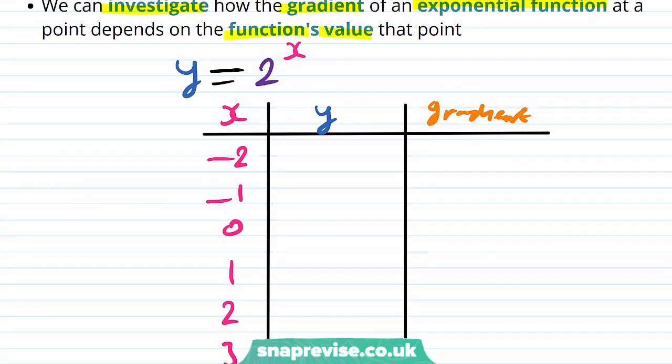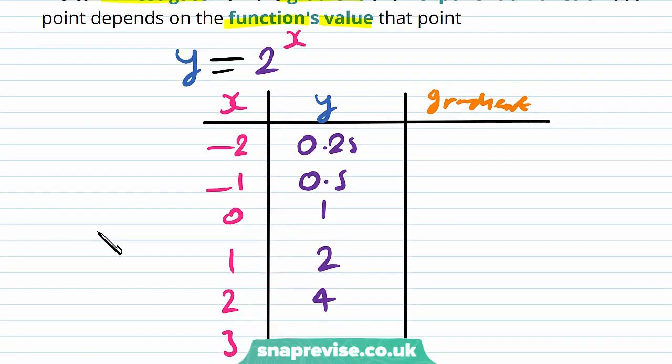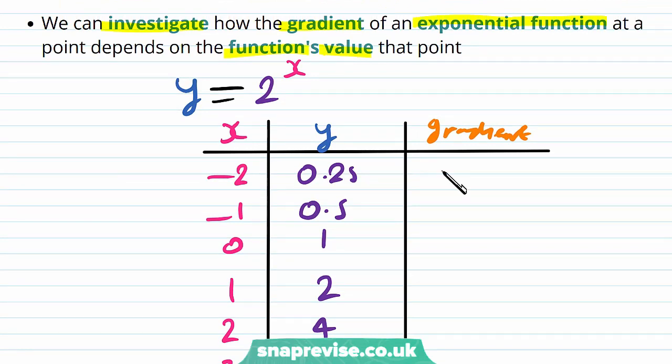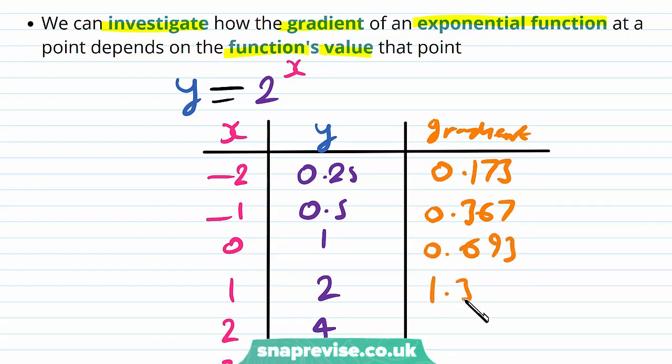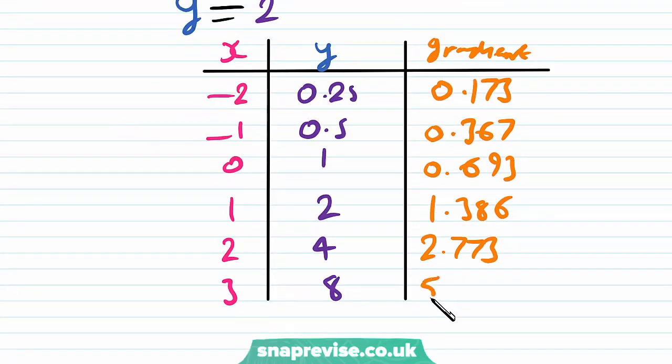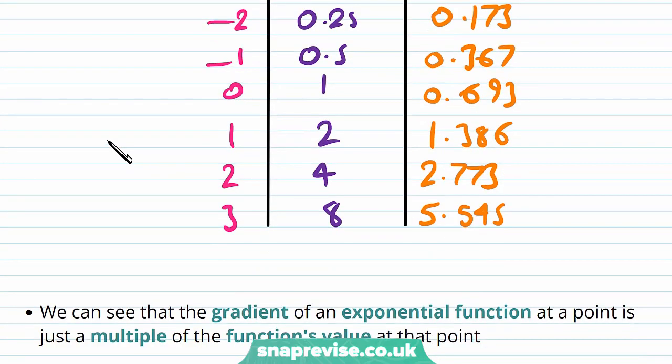Then for corresponding y, we're going to have 0.25, 0.5, 1, 2, 4, and 8, using the function for y as 2 to the x. And it turns out that the gradients that correspond are 0.173, 0.367, 0.693, 1.386, 2.773, and 5.545.